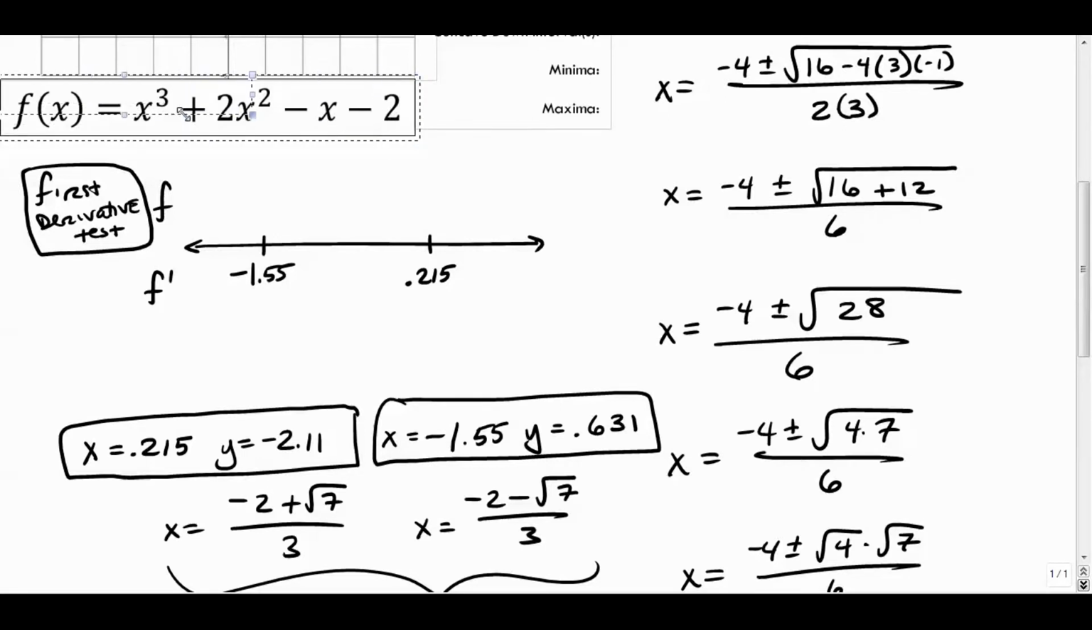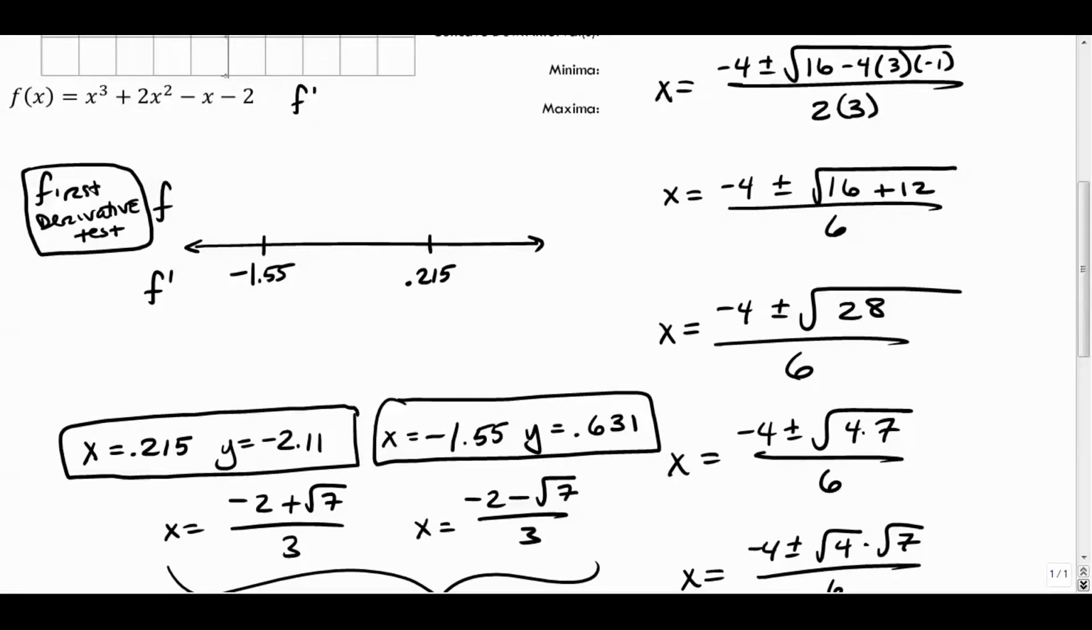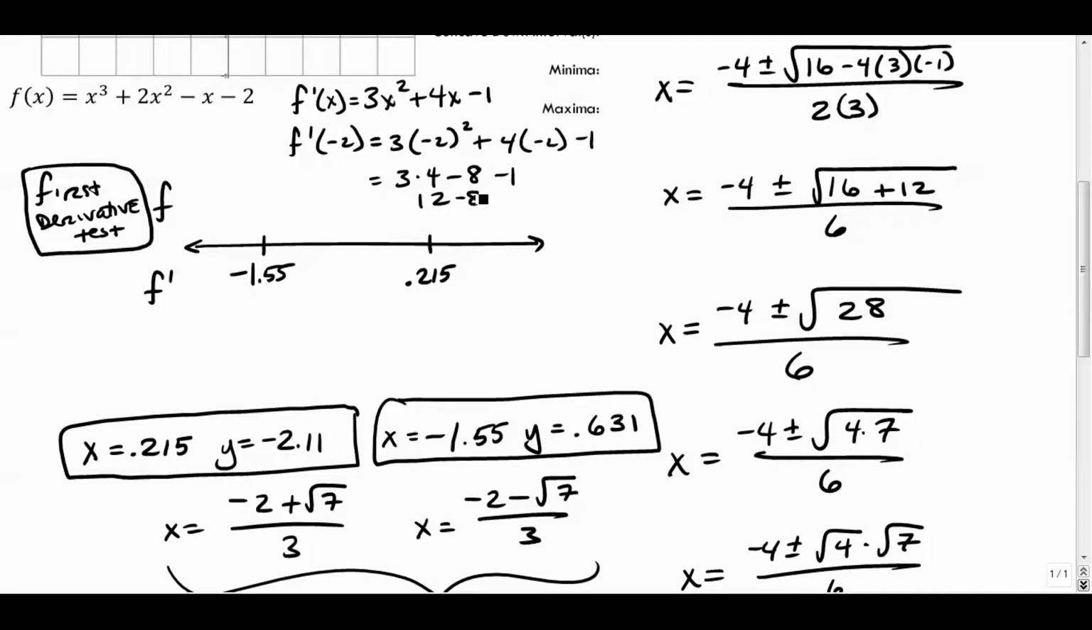What I'm going to do again is rewrite my derivative right here. So I've got f prime of x is 3x squared plus 4x minus 1. I'm going to choose a number to the left of -1.55. Let's choose -2. Put that into your first derivative. So 3 times -2 squared plus 4 times -2 minus 1. So this is 3 times 4 minus 8 minus 1. 12 minus 8 minus 1. It's a positive number. Specifically, 12 minus 8 is 4, minus 1 is 3, but positive means the graph goes uphill.